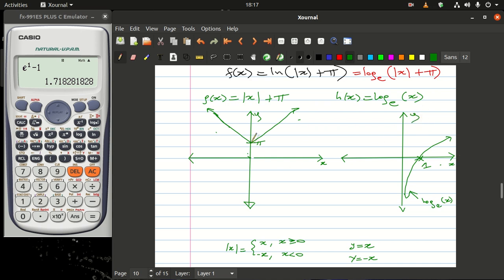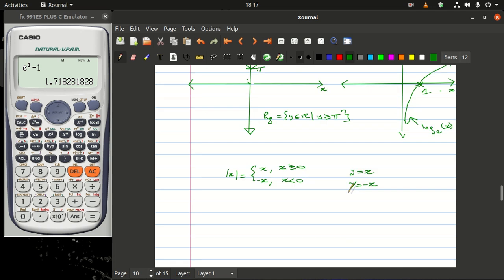Now, what is the range of this function? Of course, the range of g is just y is an element of real numbers such that y ≥ pi. Right. So that's the range here. The range is very simple. And the domain of this function is x must be greater than 0, because the log function is taking all the values that are this side.